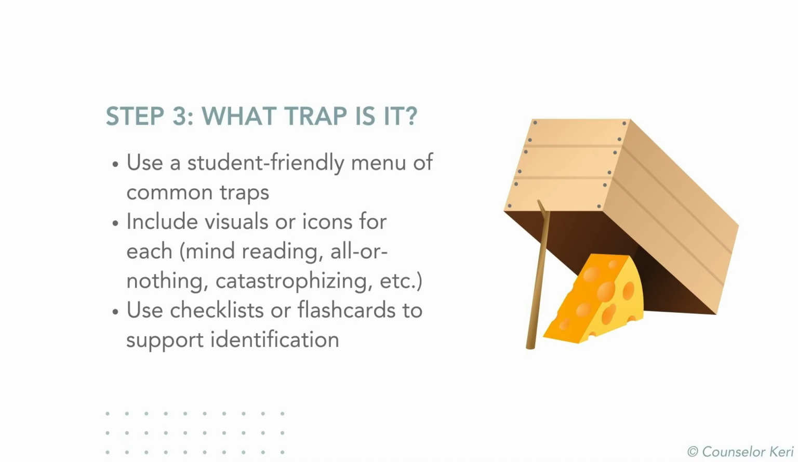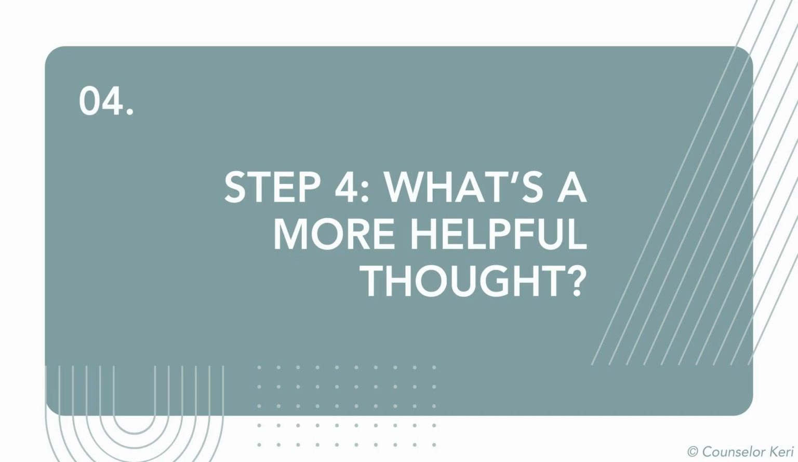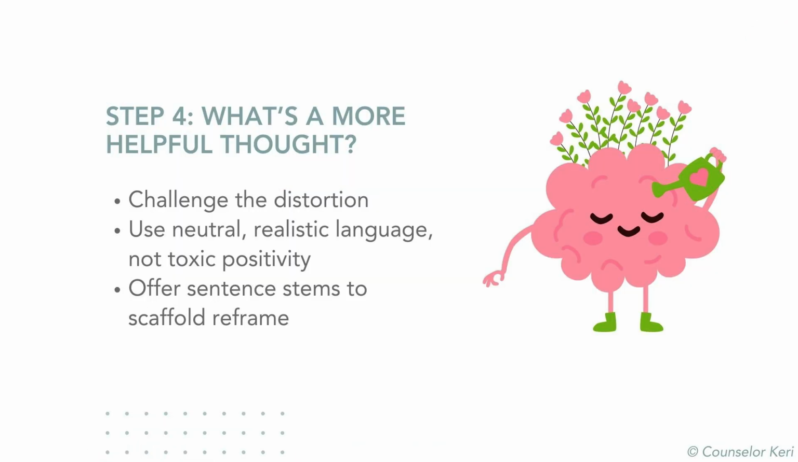This step just builds awareness that thoughts are not always facts. Once we've identified the trigger and the thought and the trap, now it's time to build a more helpful, realistic thought. In step 4, we're going to flip the thought, not with sunshine and rainbows, but with balanced, realistic thoughts.